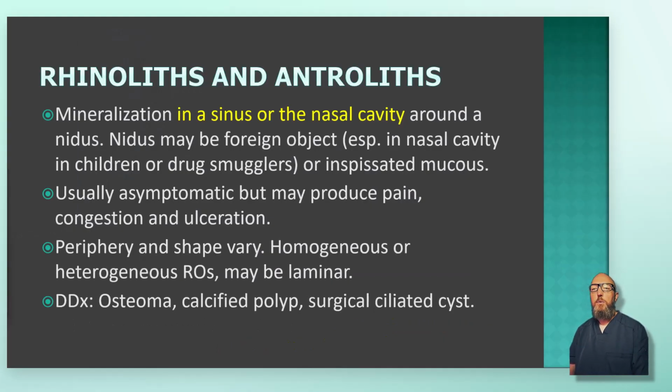All right, let's get to Rhinoliths and antroliths. And this is one where location tells you everything. So if you see mineralization inside the nasal cavity, it's a rhinolith. If you see mineralization inside a sinus, it's an antrolith. So it typically develops around a nidus. That could be a foreign body, especially in the nasal cavity in children or drug smugglers.